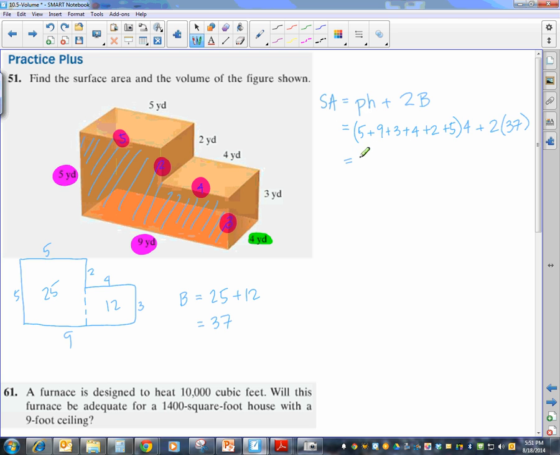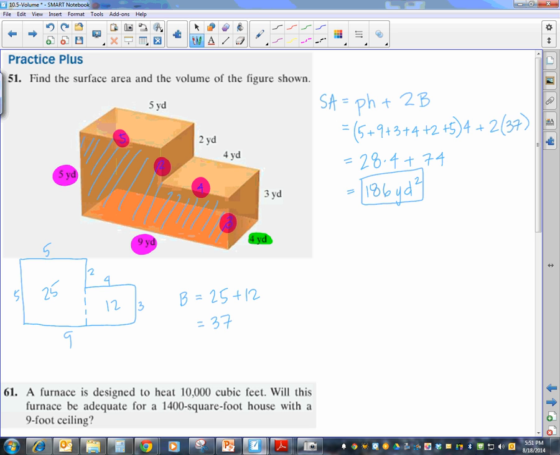So add up those numbers. You've got 28 times 4 plus 2 times 37 is 74. When we add those up, we get 186. Now, surface area. Area is always square units, so we're going to have square yards.